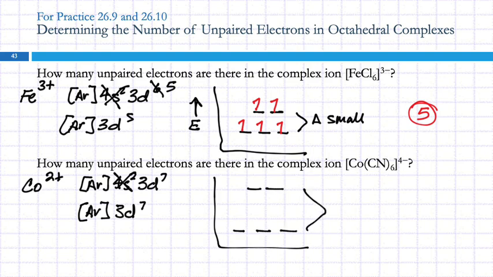And this one was strong field, so this is a large energy difference. We're putting 7 electrons in now. 1, 2, 3. Where does the next one go? It's going to go on the bottom. They're going to pair up. It costs too much energy to go up there. So there's 4, 5, 6. Number 7 has no choice, it's got to go up there. So how many unpaired electrons? 1.